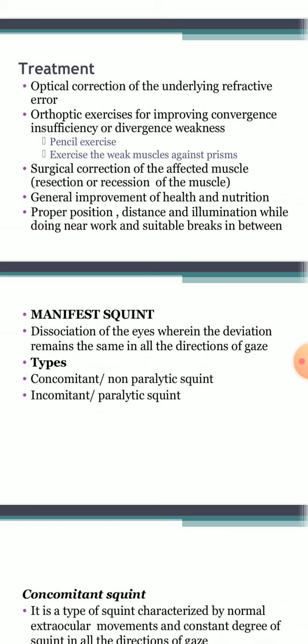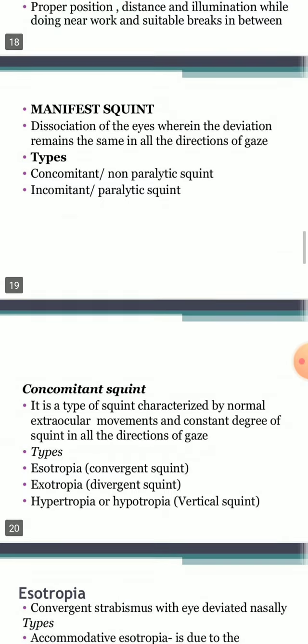Treatment: optical correction of the underlying refractive error, orthoptic exercises for improving convergence insufficiency or divergence weakness, surgical correction of the affected muscles, general improvement of health and nutrition, proper position, distance, and illumination while doing near work, and suitable breaks in between.